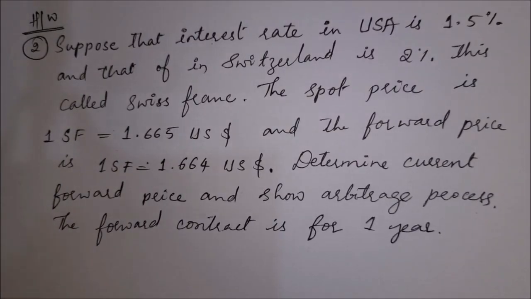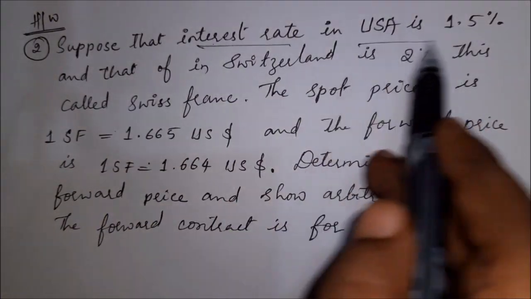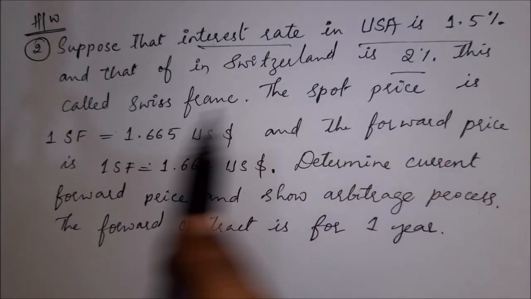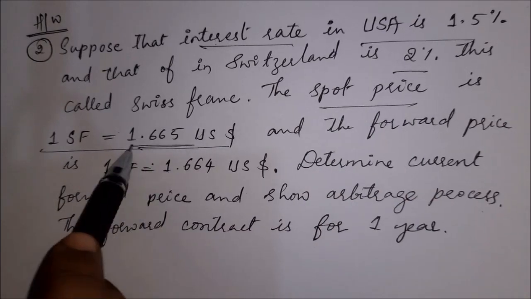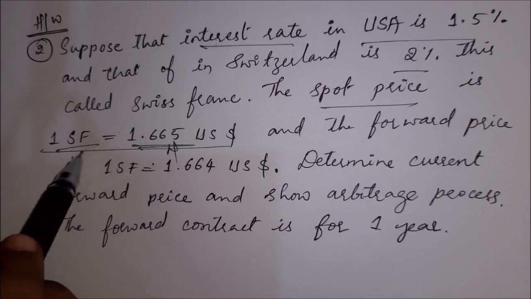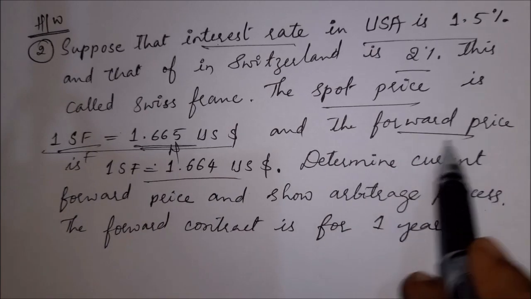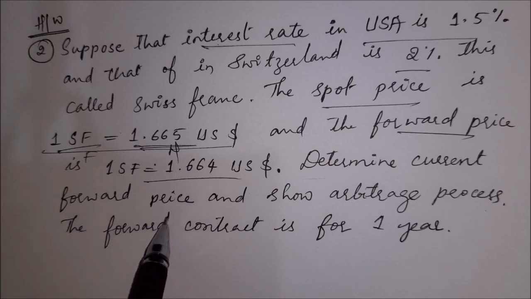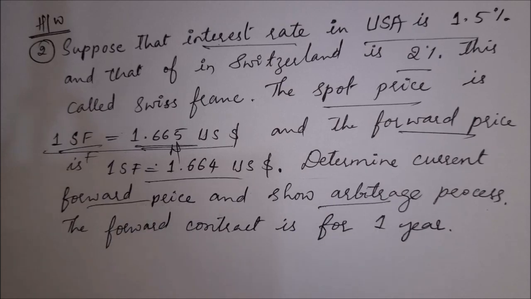See, this question is also similar. Suppose that the interest rate in USA is 1.5% and that of Switzerland is 2%. This is called Swiss franc. The spot price is 1 SF is equal to 1.665 US dollar. It is home currency and 1 unit is in foreign currency, and the forward price is also given. 1 SF is equal to 1.664 US dollar. Determine the current forward price and show the arbitrage process. The forward contract is for 1 year.